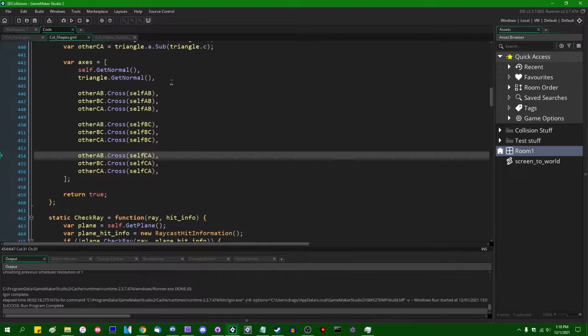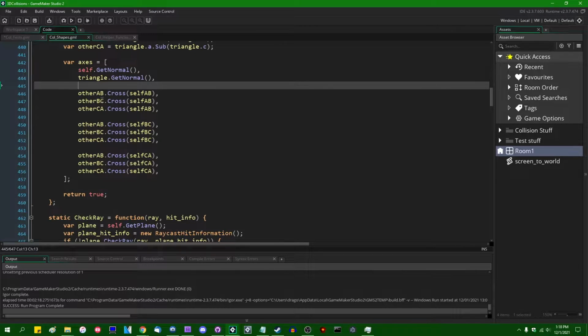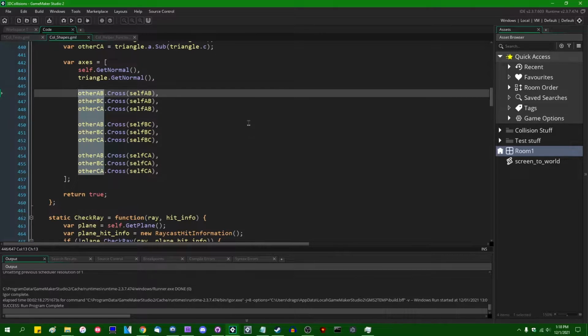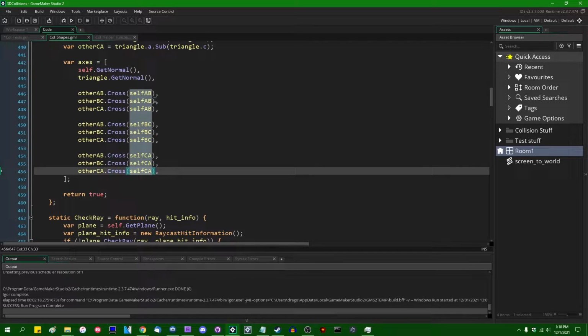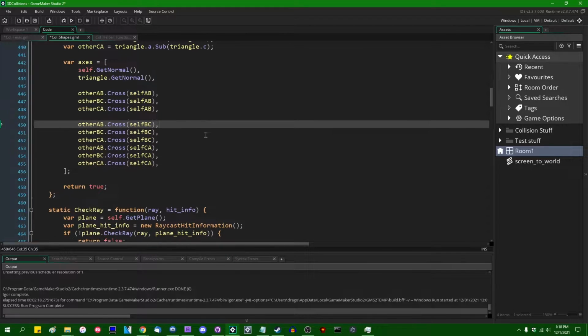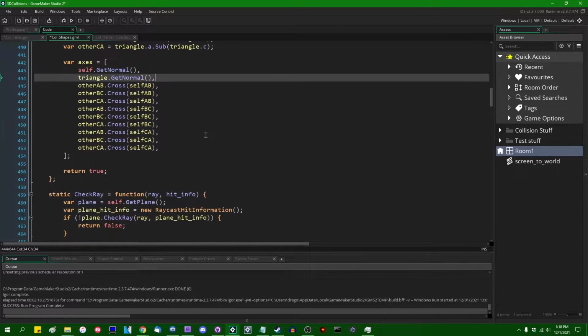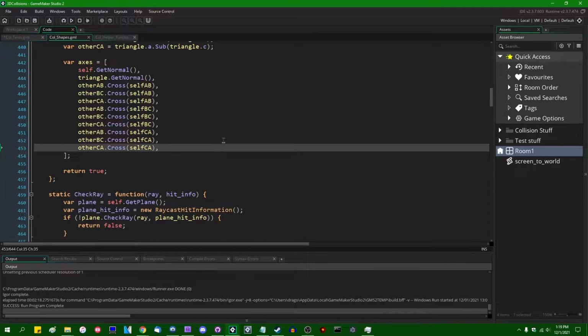For a quick sanity check, on the left we're going to have other AB, other BC, other CA, other AB, BC, CA, AB, BC, CA, and on the right we are going to have AB, AB, AB, BC, BC, BC, CA, CA, CA. Just a quick sanity check to make sure that you didn't duplicate any of those axes or otherwise mistype them.